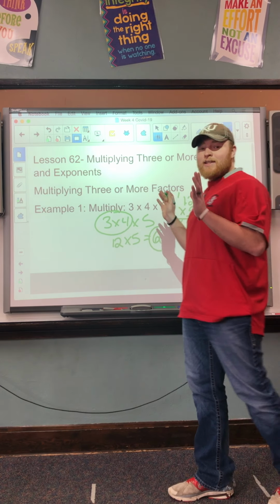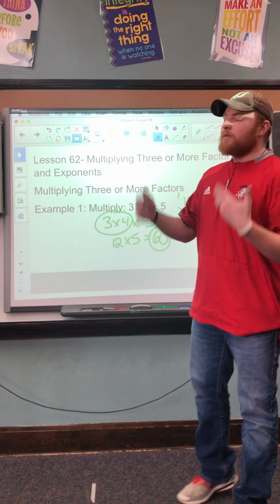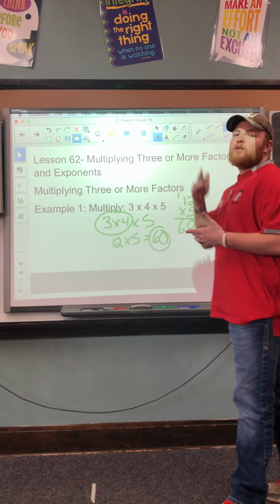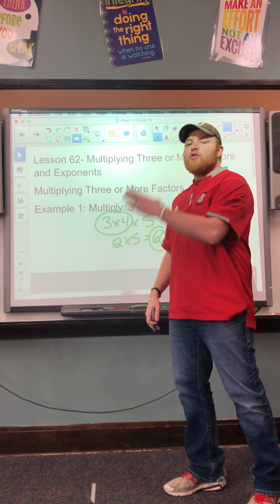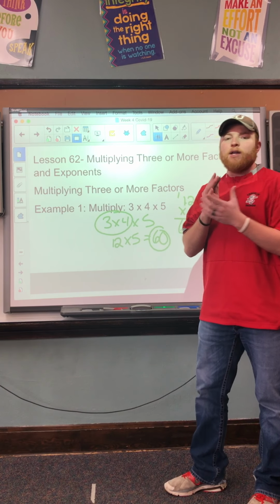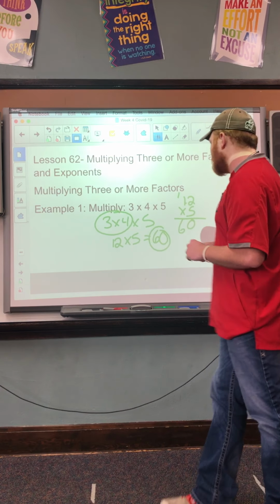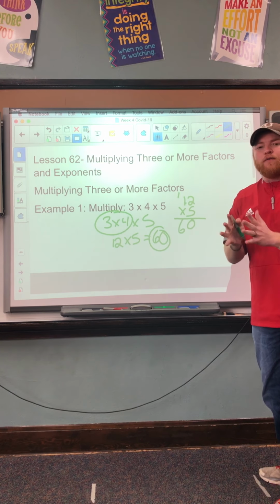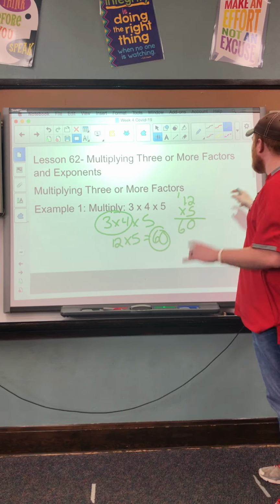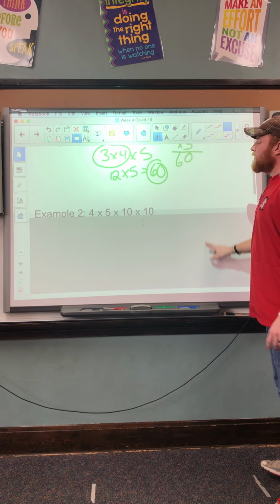Now, this is the same thing for as many numbers as you're multiplying. You do the same thing over and over and over. You just bring down what you haven't used, and you just continually multiply the next two numbers together, until you run out of numbers or run out of factors that you're multiplying. Okay? So that's example 1.